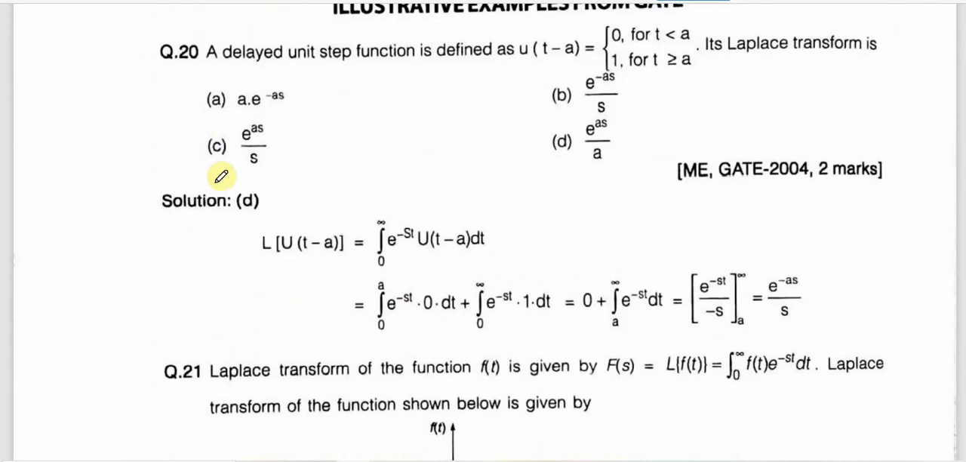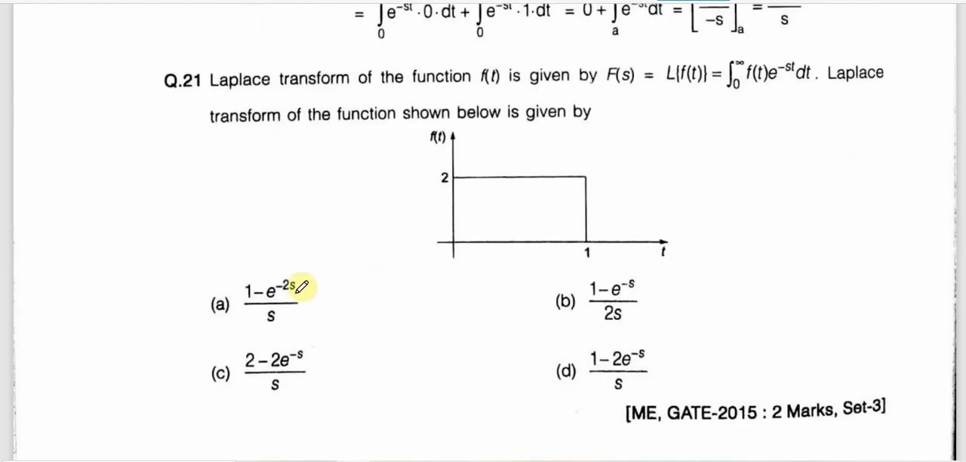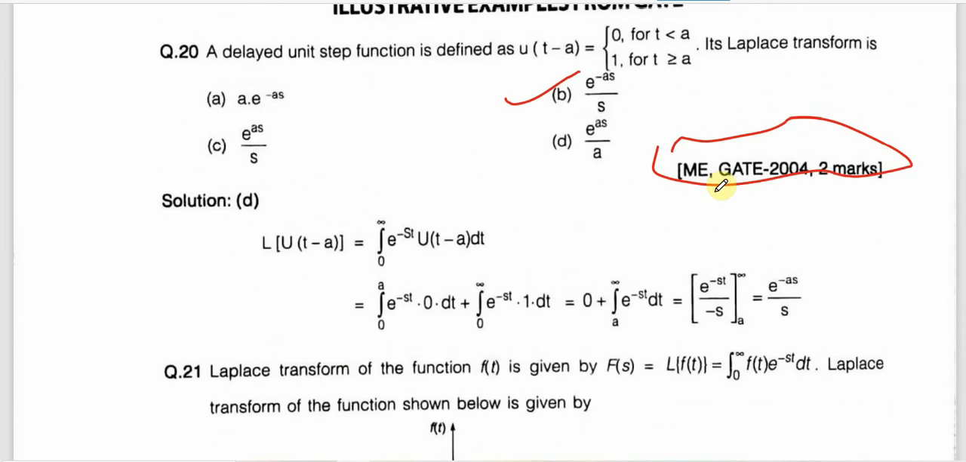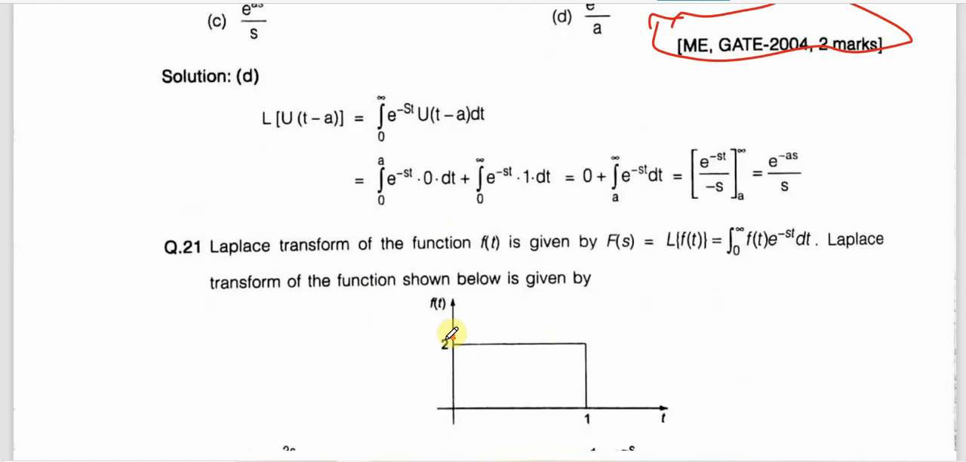So let's solve some problems on the unit step function. Here the unit step function u of t minus a is given, and its Laplace transform is e to the power minus as upon s. You can derive it, or you can remember it. This was a 2 marks question in Mechanical GATE 2004, so it is important, and similar questions may also come in agriculture.